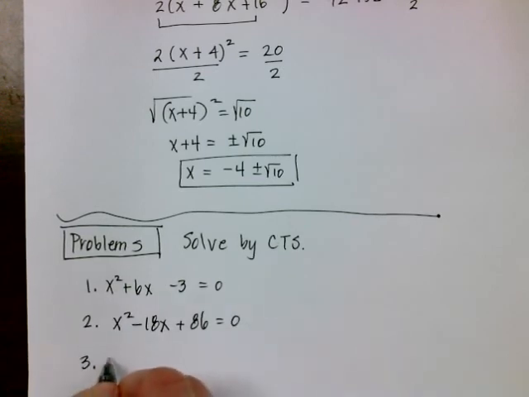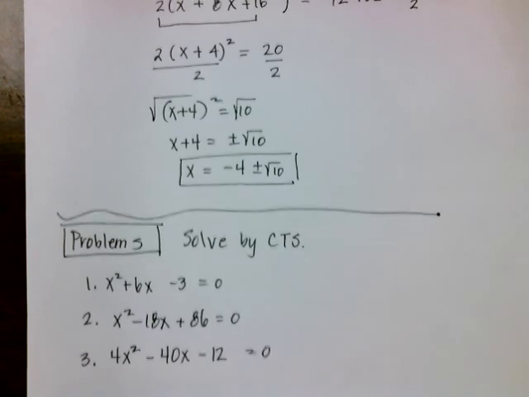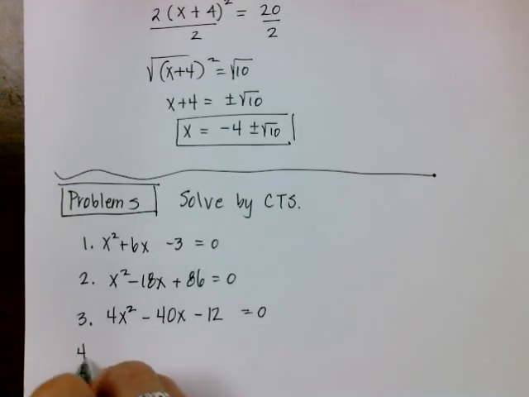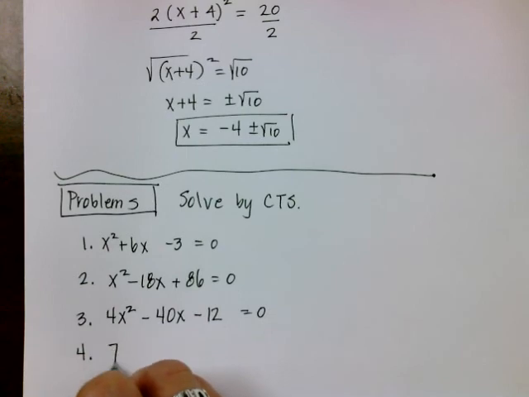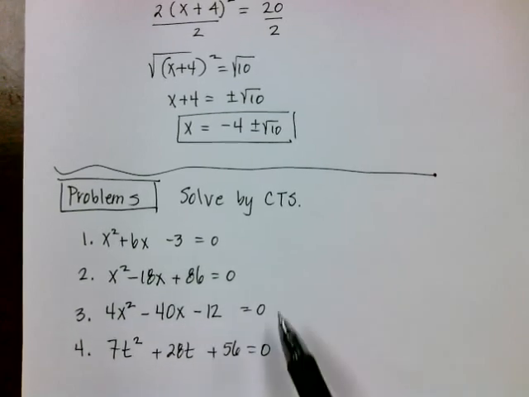Problem 3, 4x squared minus 40x minus 12 is equal to 0. And your last problem for the day, problem number 4, is 7t squared plus 28t plus 56 is equal to 0. The last two problems are very similar to the last two examples that I did.